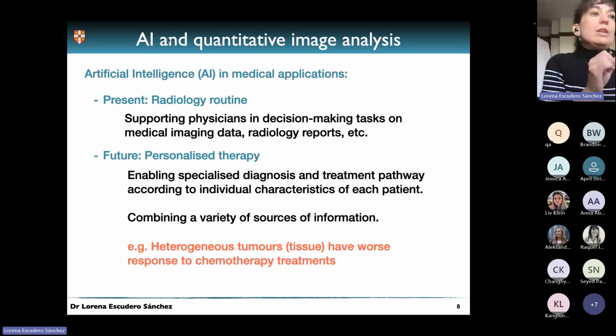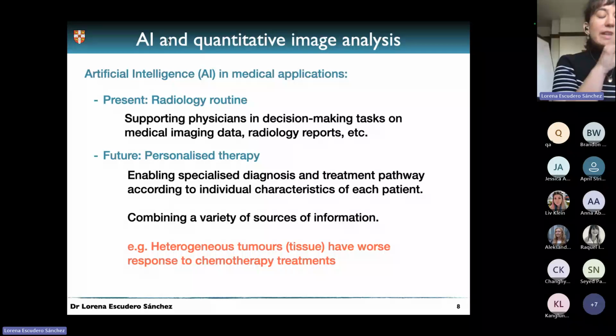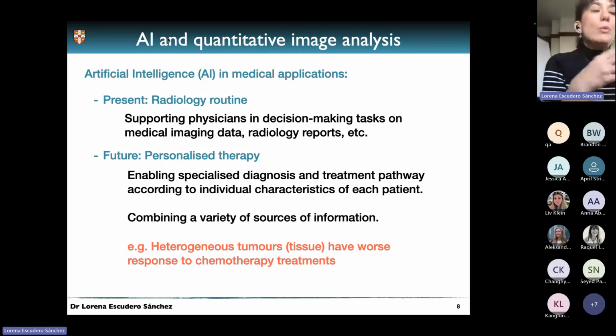And one example is we know that more heterogeneous tumors, or tumors with more heterogeneous types of tissues within them, would respond worse to chemotherapy treatment. So this is one particular question we've seen in ovarian cancer that we are trying to understand better from the imaging point of view. Can we measure that heterogeneity? Can we know a priori how the response is going to be?